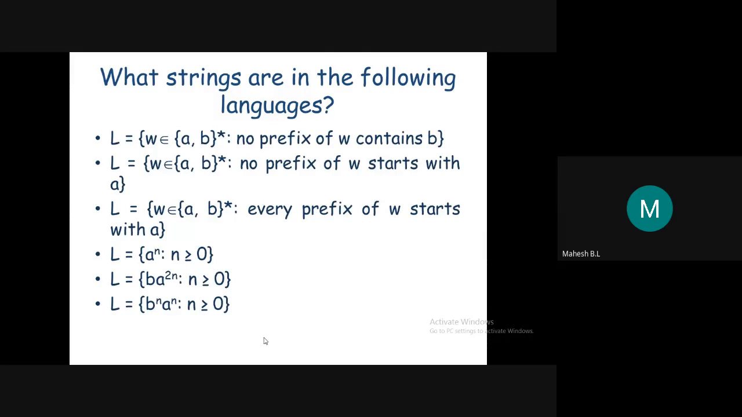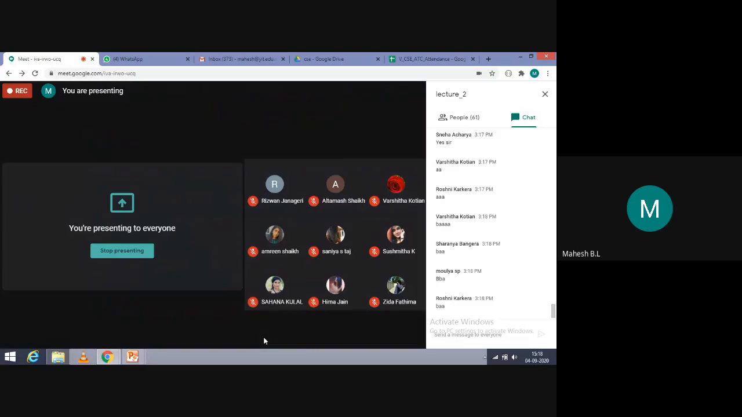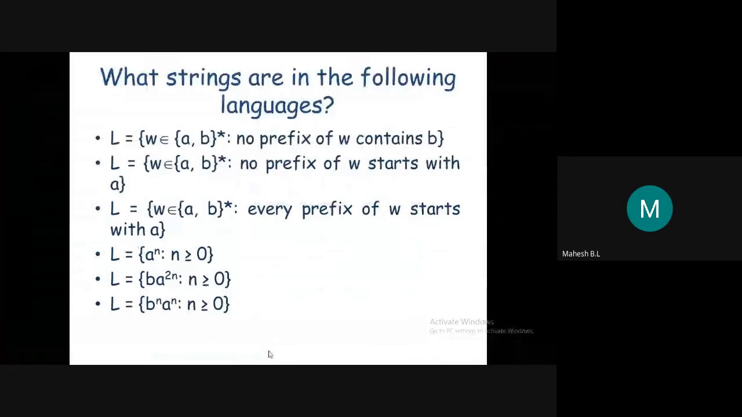b a power 2n. Give some examples. b a is the right one. Yes, a few other examples. B is an example because when n is equal to 0, you get a power 0. A power 0 means epsilon. You have b epsilon, which is nothing but b. So b belongs to the language.